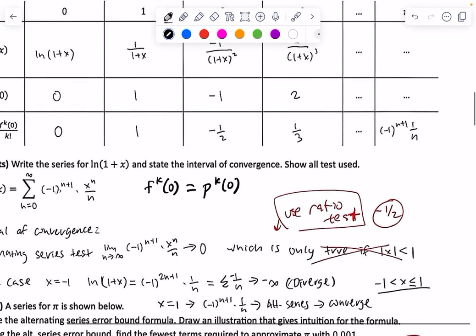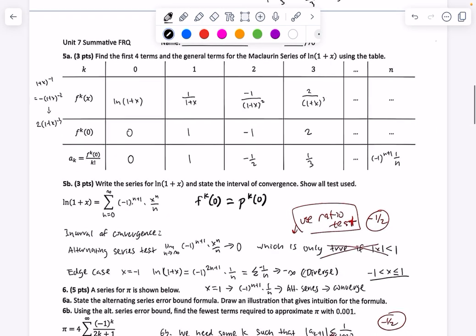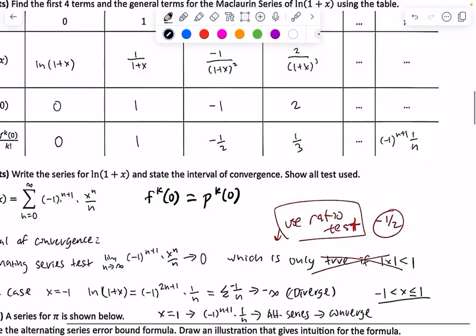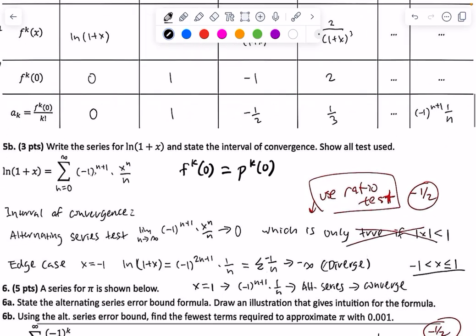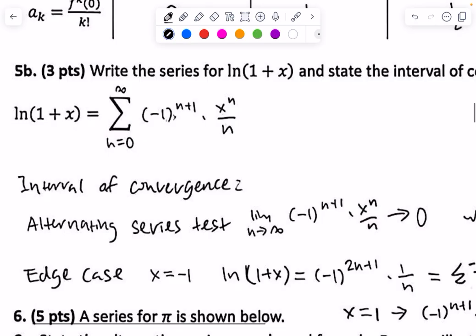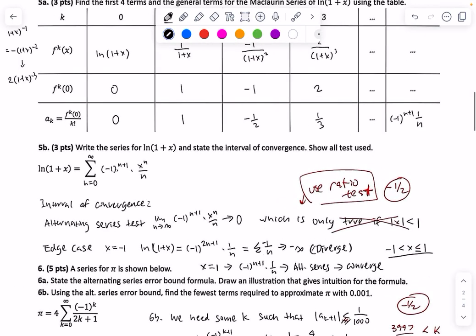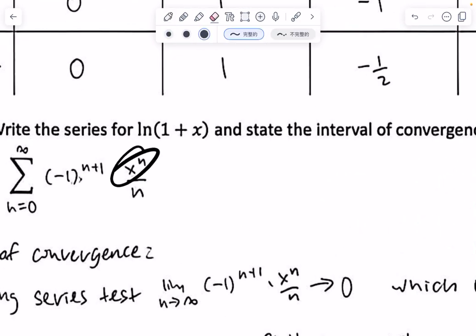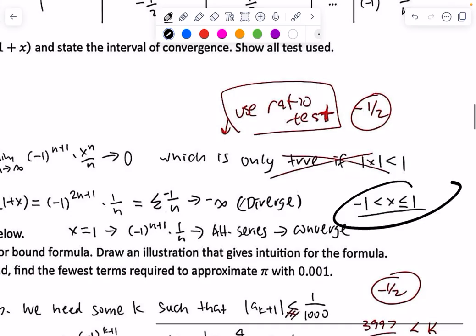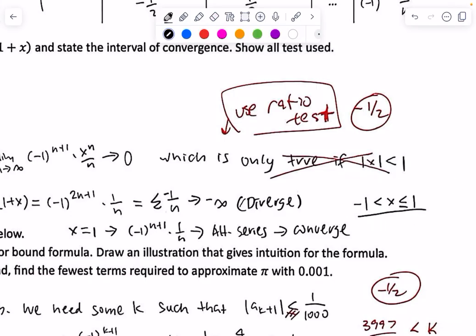And then the general form is just negative 1 to the n plus 1, times 1 over n. Because in here, k started at 0, so you want to do n plus 1. All right, after we do that, we can write the series for ln(1 plus x). That's basically copying this down. If we have the individual coefficients, all you have to do is add the x to the nth power on the top.